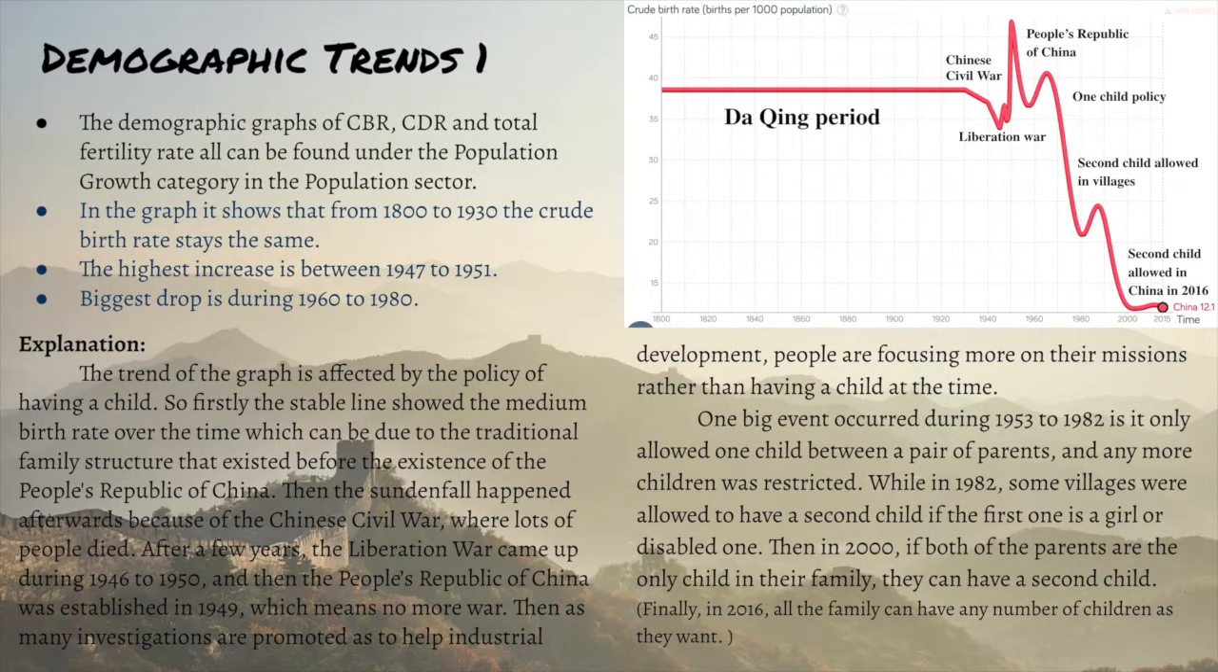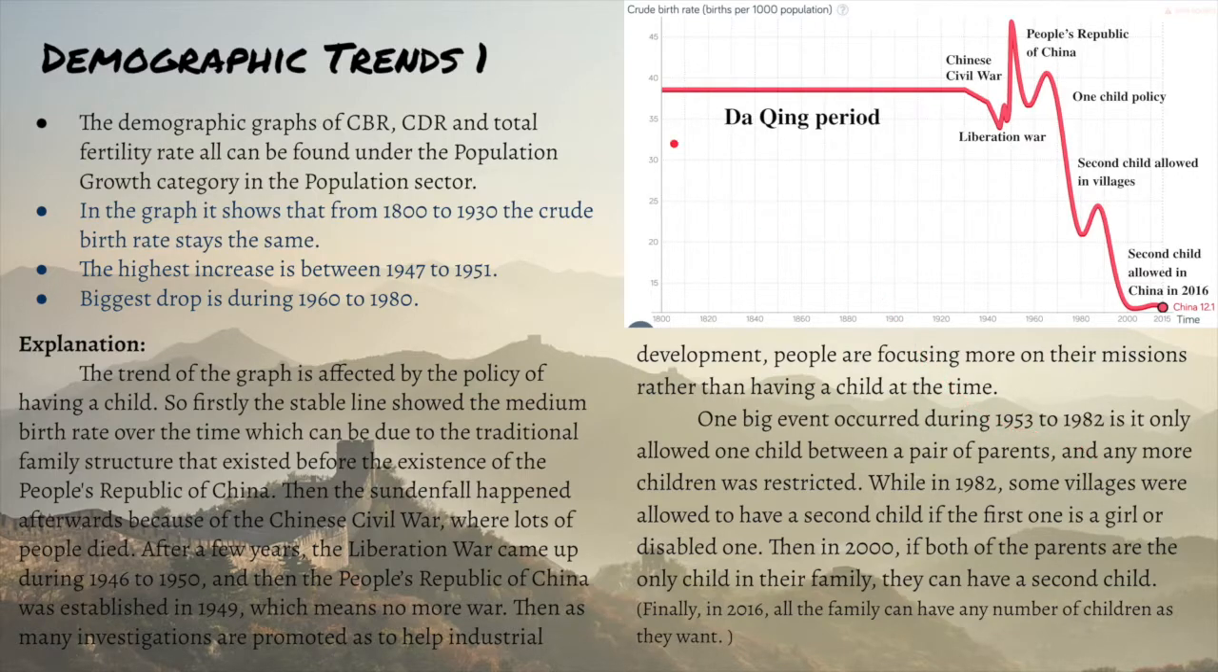The demographic graphs of CBR, CDR, and the fertility rates can all be found under the population growth category in the population sector. All the writing in blue in my presentation, you can read through by yourself. So I'm just going to explain the graph. The trend of the graph is affected by the policy on having children.